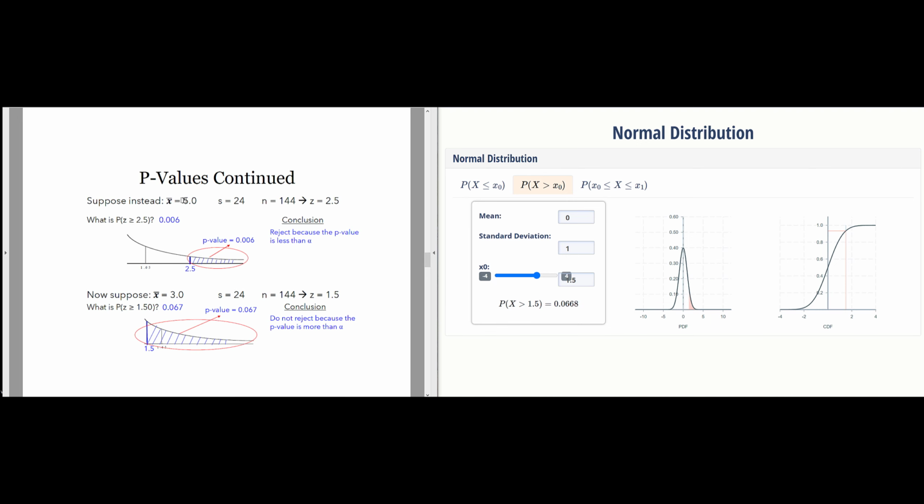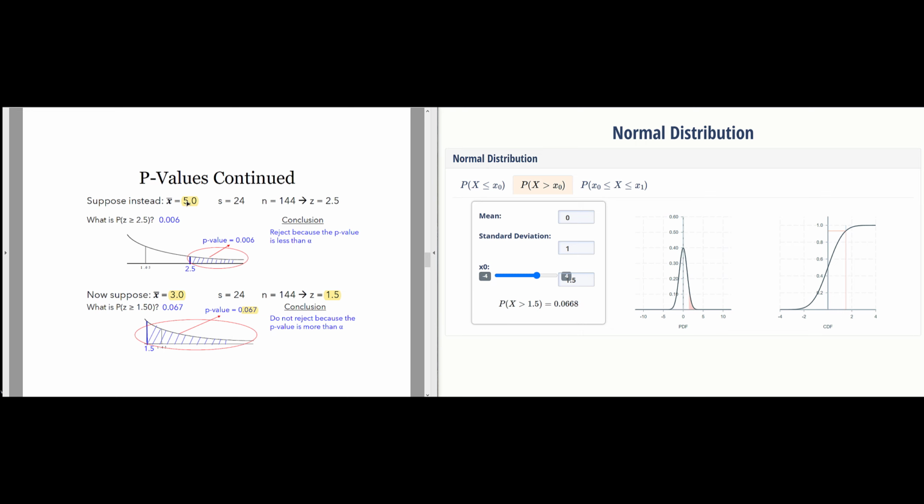Onward ho. Well, okay, this is amusing. This is the example that I just made up out of thin air. If x bar is 3, that gives us a z-score of 1.5 and a p-value of 0.067. Okay, so we are not going to reject under our original rule, but we still can report the p-value rather than just announcing that we're not rejecting the null hypothesis.